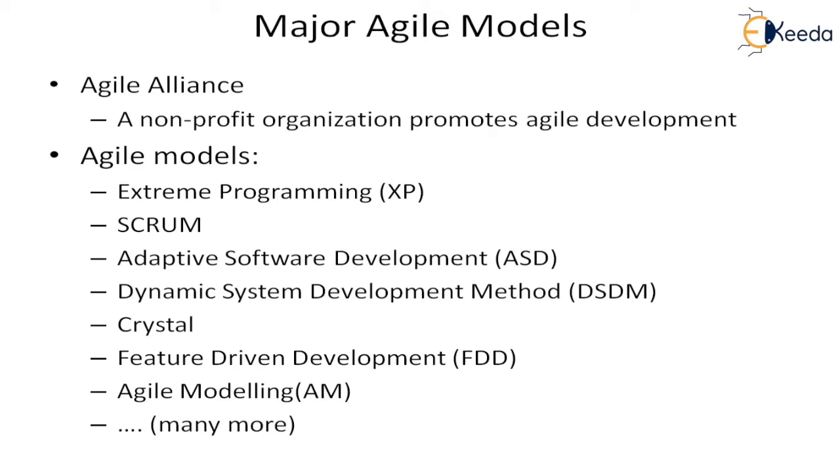So this is a set of names for agile models. It is not exhaustive. There are many more. So we have extreme programming, Scrum, adaptive software development, dynamic system development method, Crystal, feature driven development, agile modeling, and many more like that. And many more are also getting developed. These agile models are becoming very important and popular for two reasons. One is that we are going more and more into object oriented modeling. Object oriented environment is being used, and these agile models can adapt very well to object oriented methods.